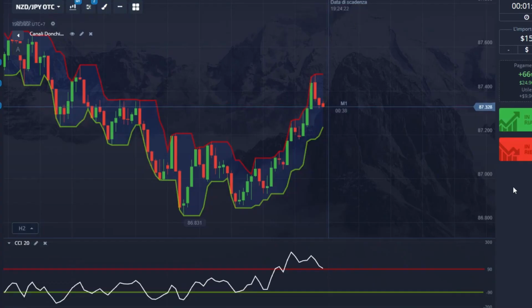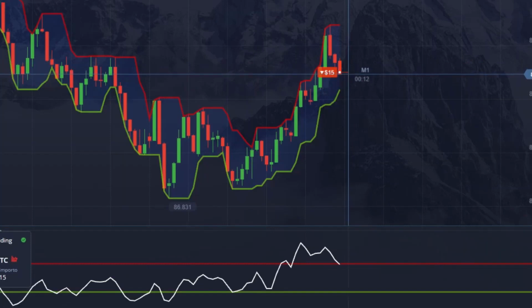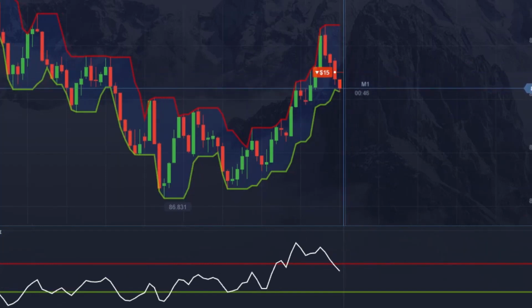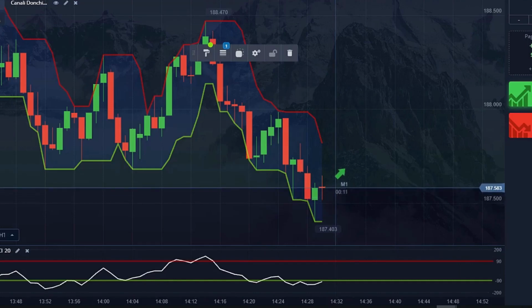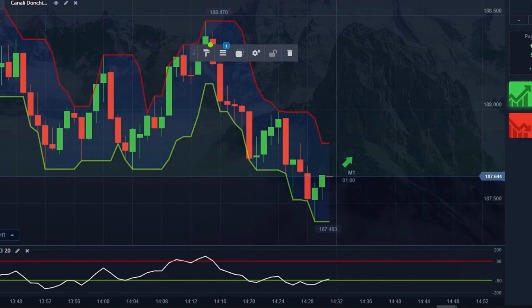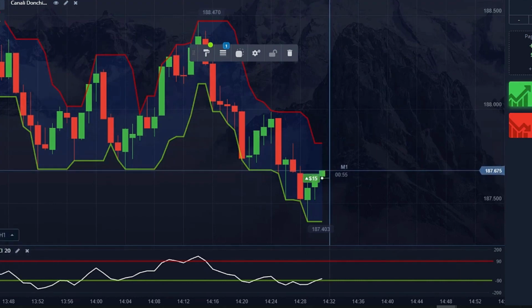Entry rules. Put: when a candle touches the top line of the channel and the CCI line reaches at least level 90, confirming a rebound. Call: when the candle touches the bottom line of the channel and the CCI line reaches at least level minus 90, confirming a rebound.